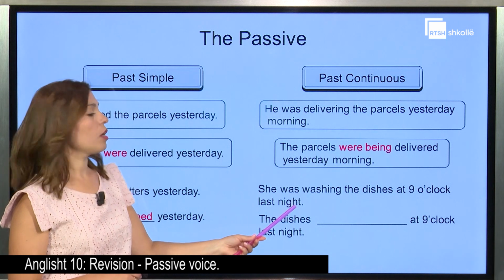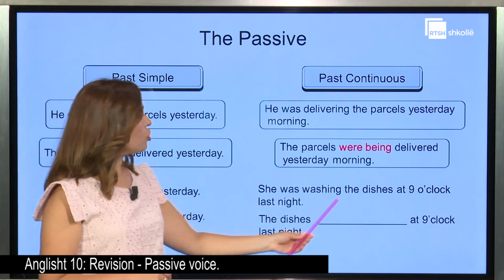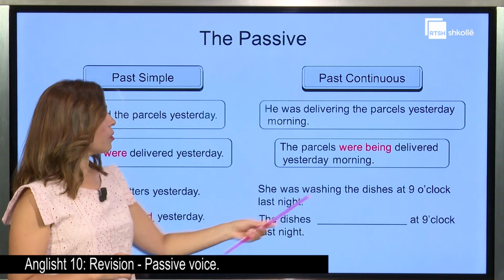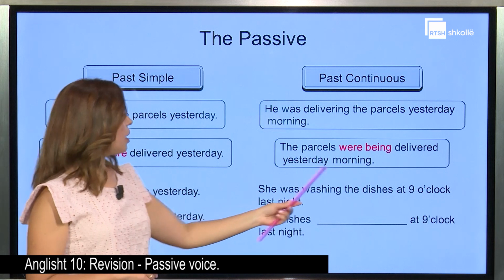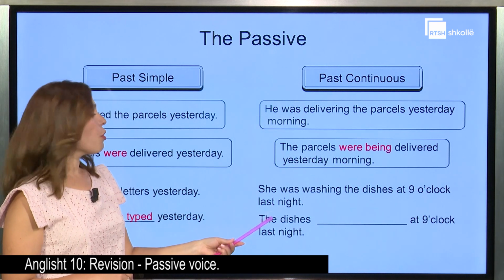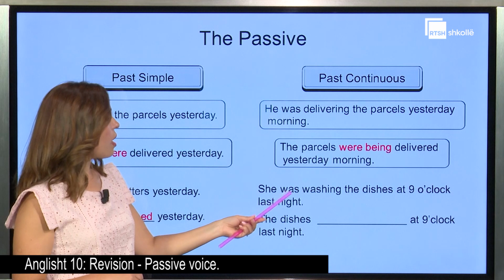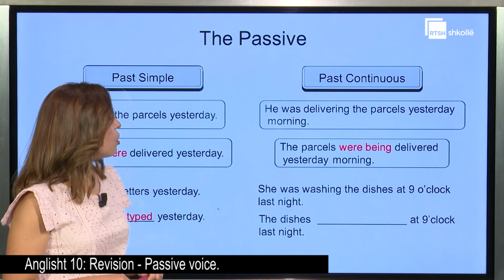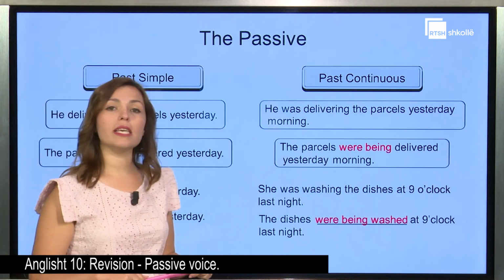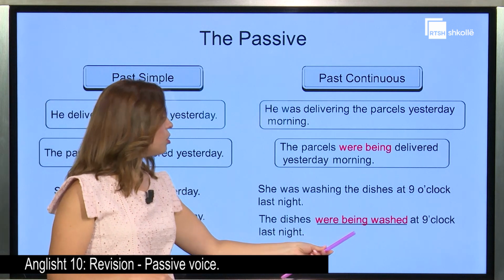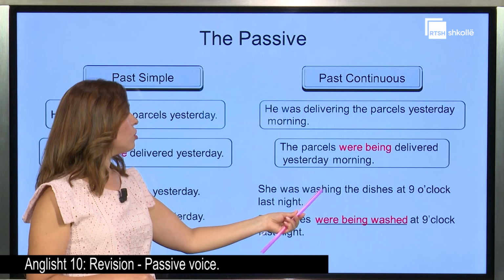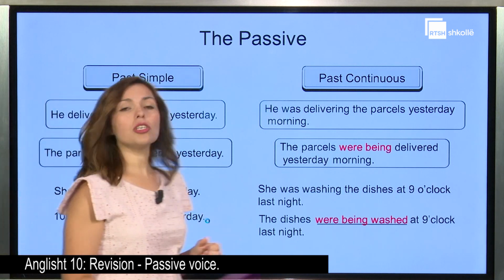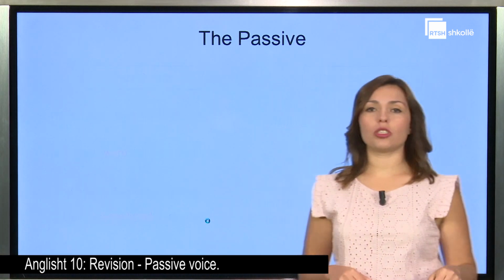Please try this one out. She was washing the dishes at 9 o'clock last night. So, the object, the dishes, has become the subject. The dishes, past continuous. Put the verb to be in the past continuous. The dishes were being. This is the past continuous of the verb to be. And wash, that has become washed. The dishes were being washed.